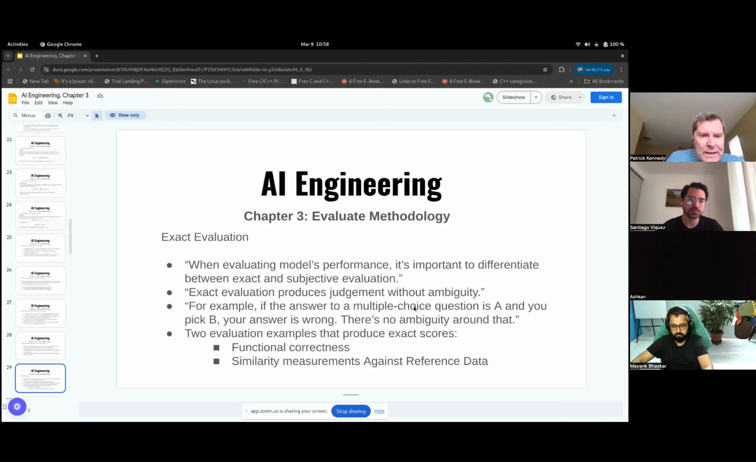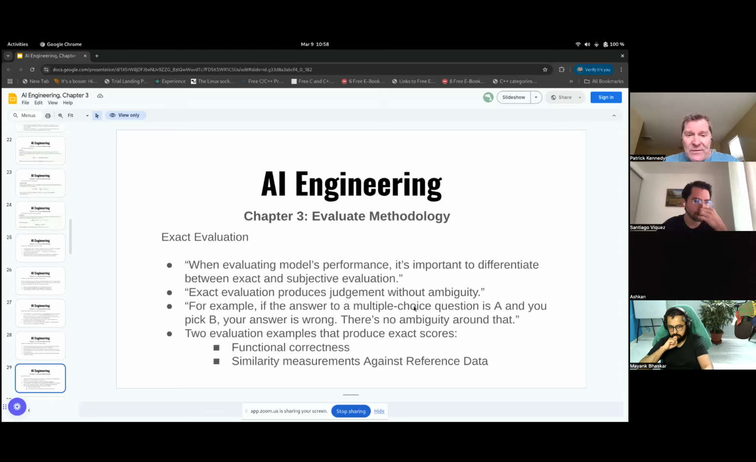And slide 29. When evaluating a model's performance, it's important to differentiate between exact and subjective evaluation. And so the next several slides are quite interesting, talking about exact versus subjective evaluation and all the different ways it can be done. These are really important, and if you scan through all of them, it's really interesting.